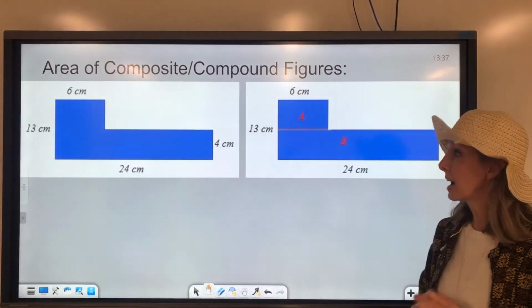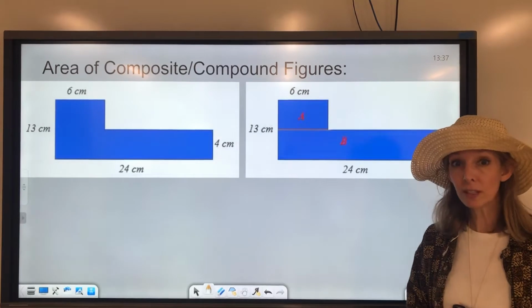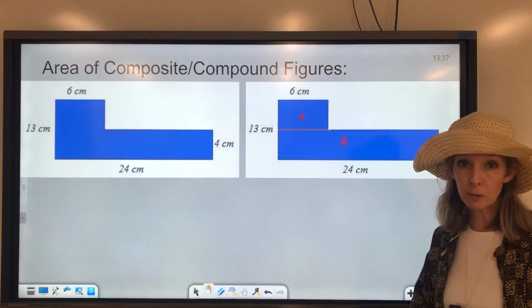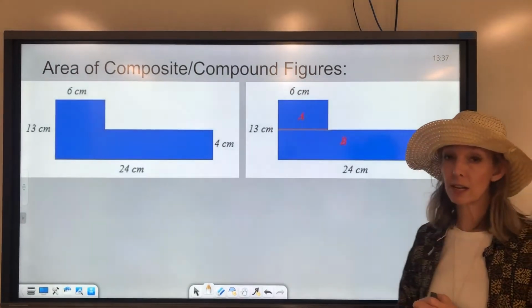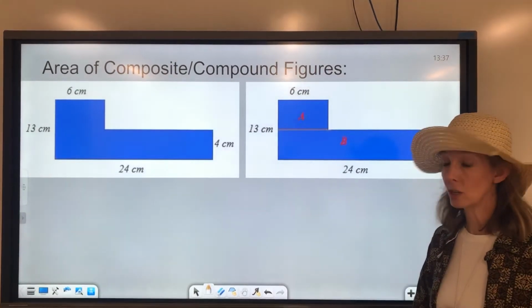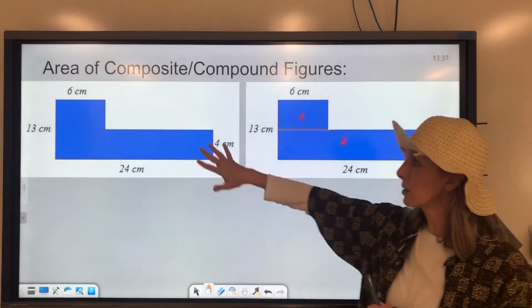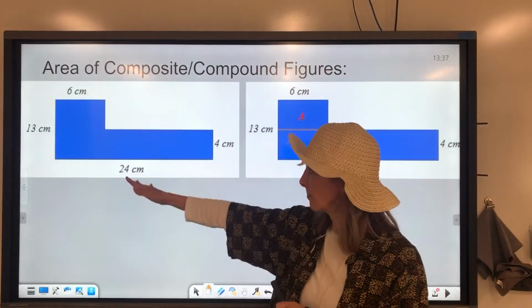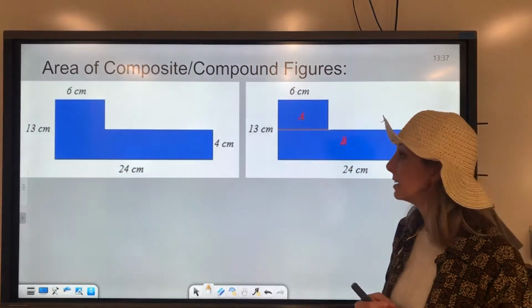All right, you've had some practice today with area of shaded figures, watched a video, done some Google Slides practice, and now your second video is about area of composite, or also known as compound figures. All right, so if you take a look at this picture here, it kind of looks like a capital L laying on its side.